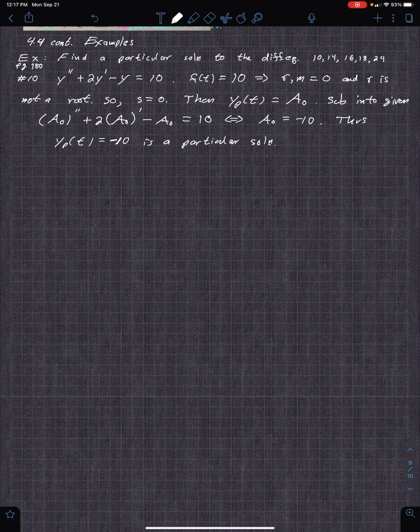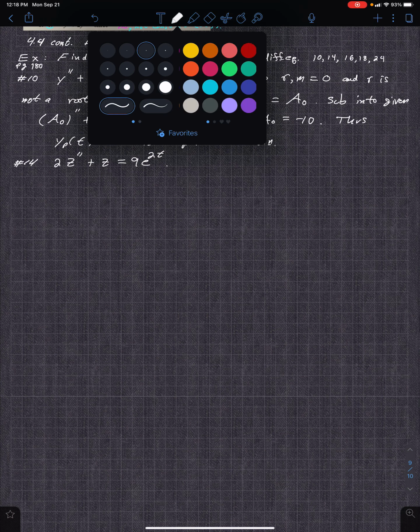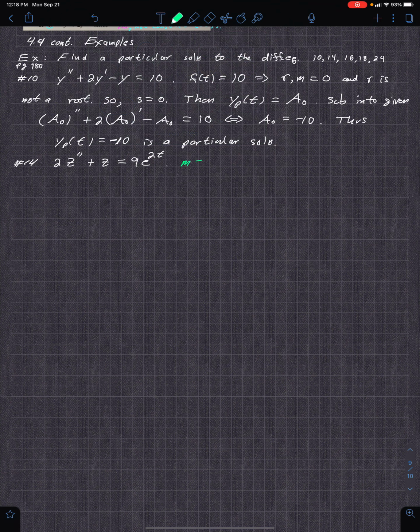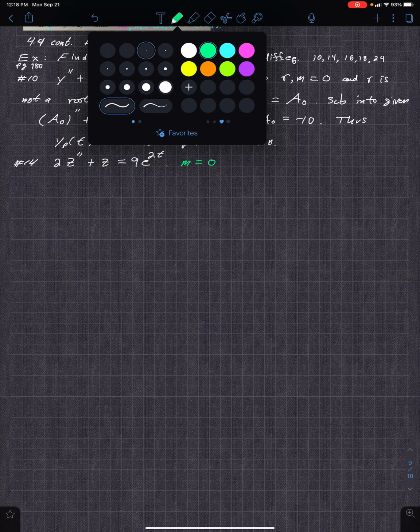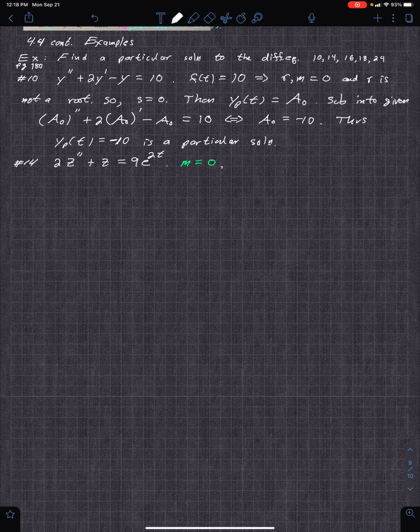Okay, number 14. We have 2z double prime plus z equal to 9 e to the 2t. So solve that. We can see, let me go and change it up color-wise just to make it a little nicer, we can see that m is equal to 0, and your auxiliary equation is 2r squared plus 1 equal to 0. And so that has imaginary roots. So your r ends up being plus or minus i root 2 over 2. So subtract the 1, divide by the 2, you square root, and then rationalize.